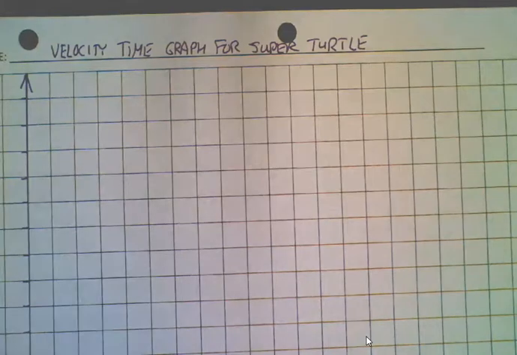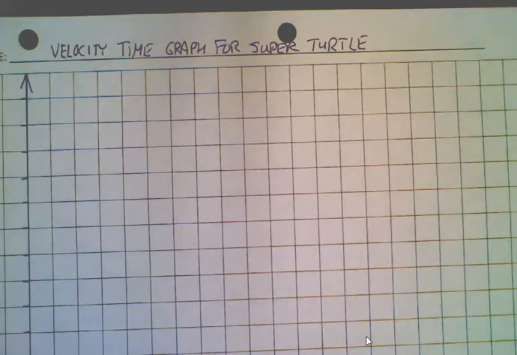So just to quickly go through this for Super Turtle. After you've gone through and done all the calculations using the average speed and the acceleration of the object, what we're going to do is look at graphing the motion of this object.